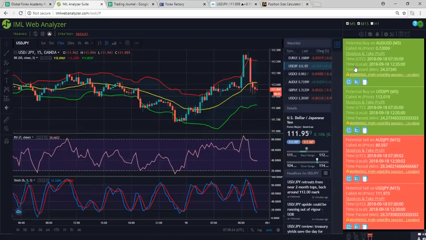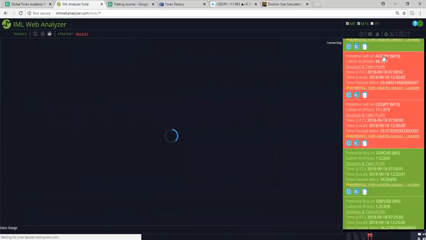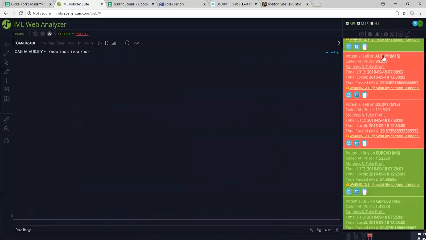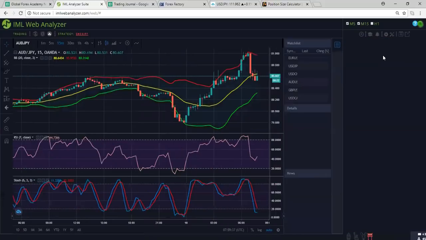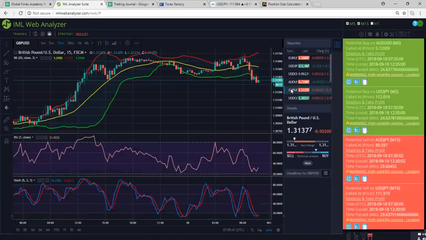So now what you can do, you don't have to always wait on the web analyzer. You can actually scroll through and see what some of the pairs are doing. And I like to do that. If I know that USD JPY is going short right now, I know that some of the cross pairs, or the pairs that it's similar to, are going to have the same movement. And so sometimes I click on my watch list and I go through some of these pairs here.